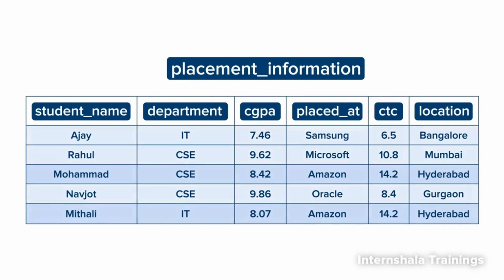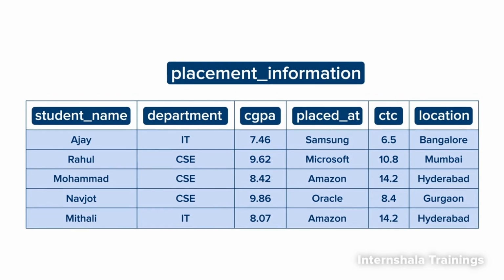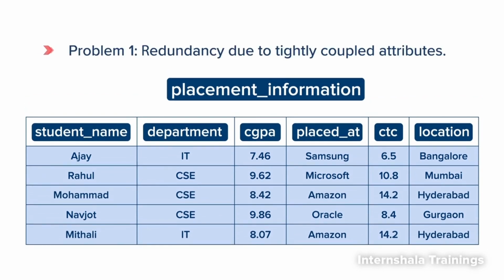Now, pause the video, look at the table and analyze and see if it is the best way to store the given information. This table has multiple problems and you might be able to find out a few. So let us discuss them one by one. The first problem is redundancy due to tightly coupled attributes. If we observe carefully, we can see that the CTC and location attributes are tightly coupled with the playstat attribute. That is, for any value of playstat, we have fixed values for both package and location.